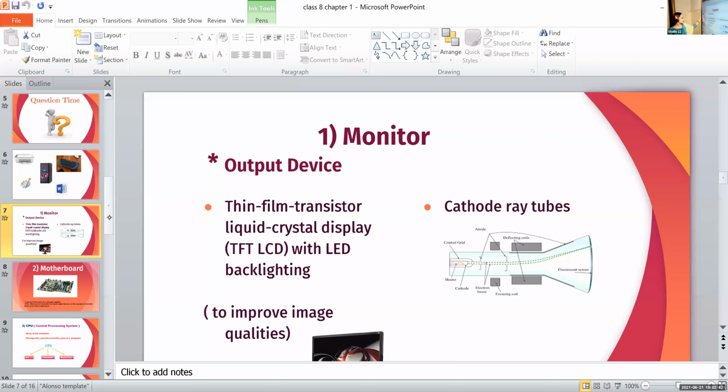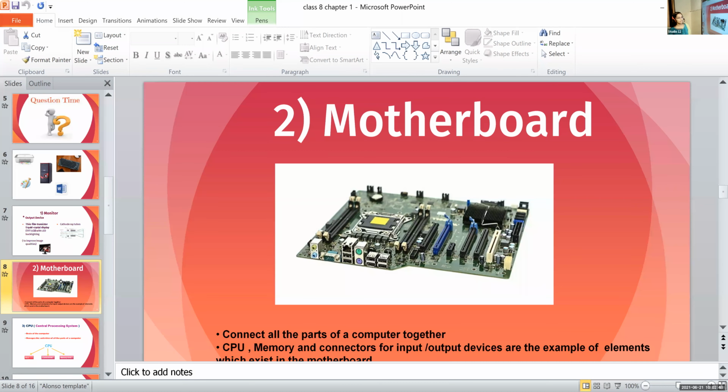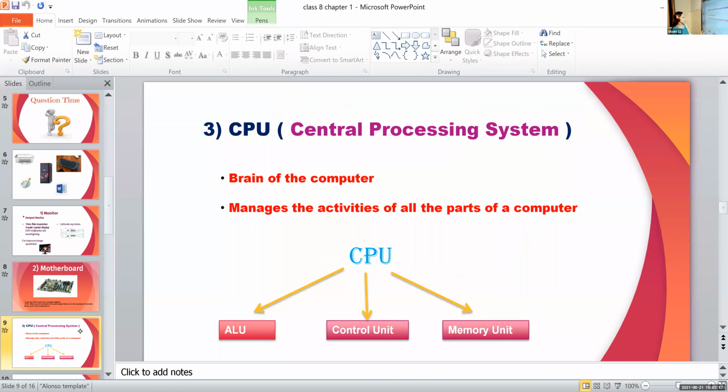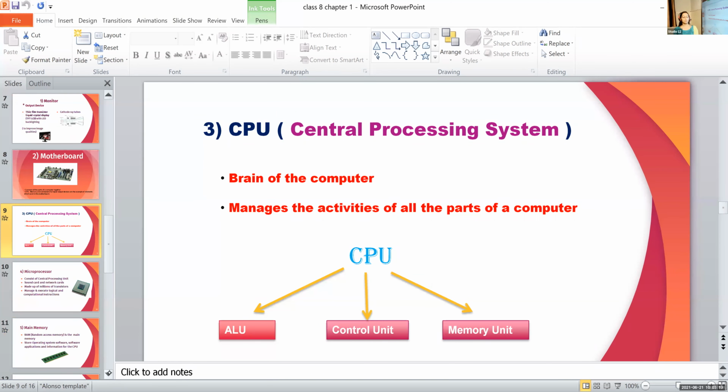Now, after that, we discussed motherboard. What is motherboard? It connects all the parts of the computer together, right? CPU, memory, and the connectors for input-output devices are examples that exist in the motherboard. So it is the backbone of the computer. Yes, ma'am. Now, after that, we discussed CPU. What is CPU? It is known as the central processing unit. It is known as the brain of the computer.